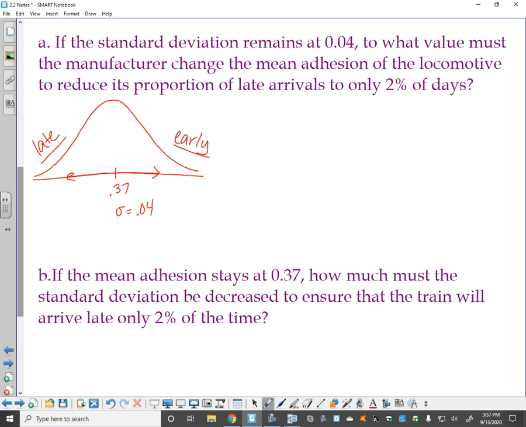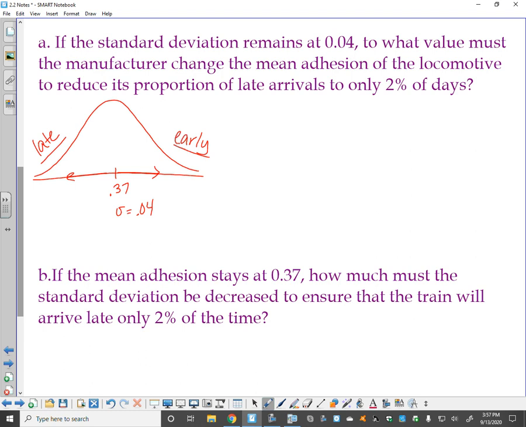Okay, they just gave you a percent. So they just gave you area under the curve. So the brain should already be clicking all this stuff, going, that's a percent, that's area under the curve, I'm going to inverse norm something. Okay? But before you do that, we've got to figure out where this 2% is. Is this 2% on the left or is this 2% on the right?